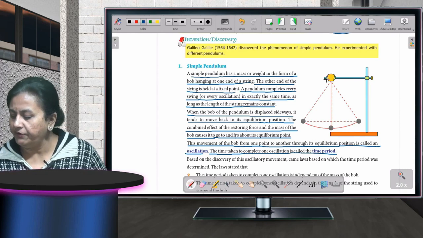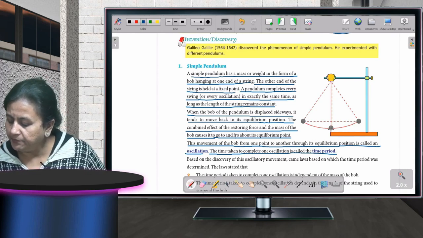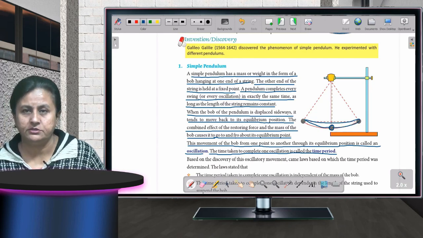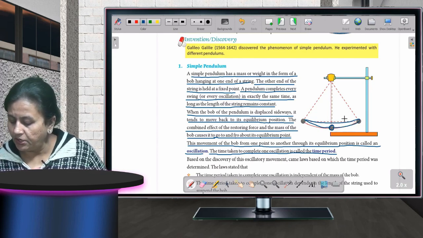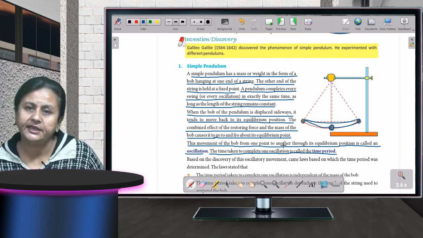Now, you can see the string is there and the metal bob is here. If we move it, it will go this way, then this way, and this way. This is called one oscillation. So the time taken to complete one oscillation is called the time period. Fine, children?